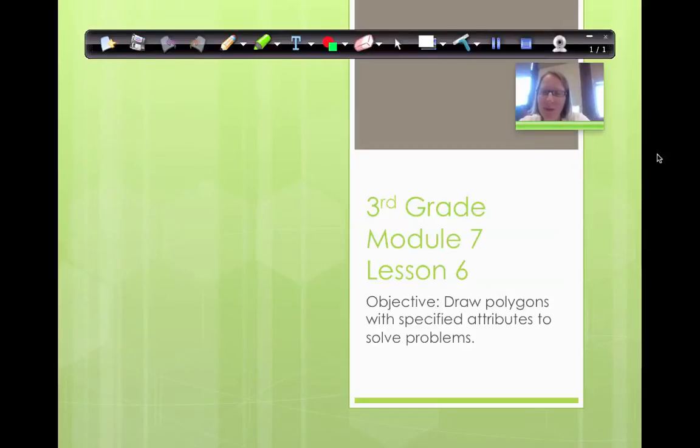Hello, today we're going to do Module 7, Lesson 6. Our objective is that we're going to draw polygons with specified attributes to solve problems. Please write this on your paper.